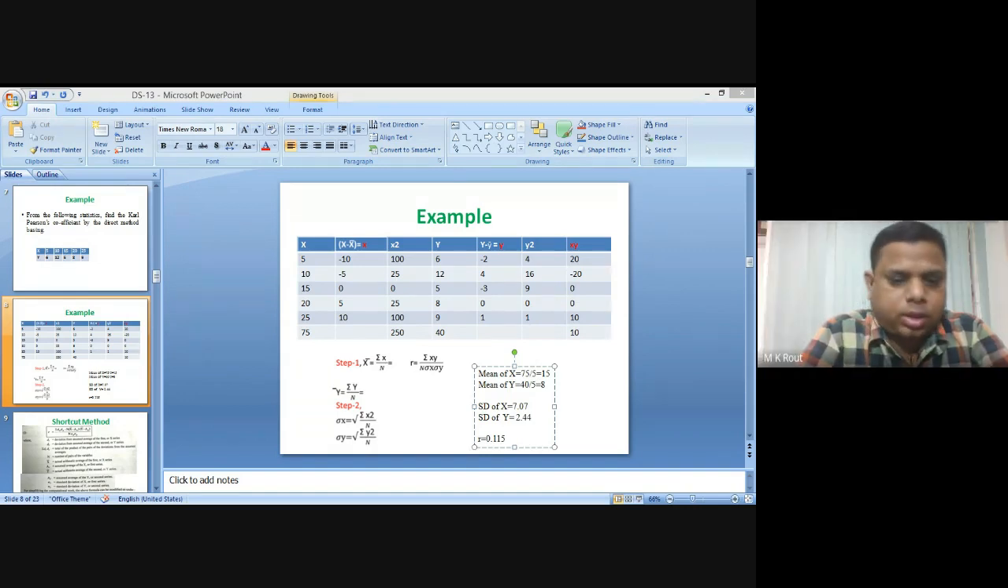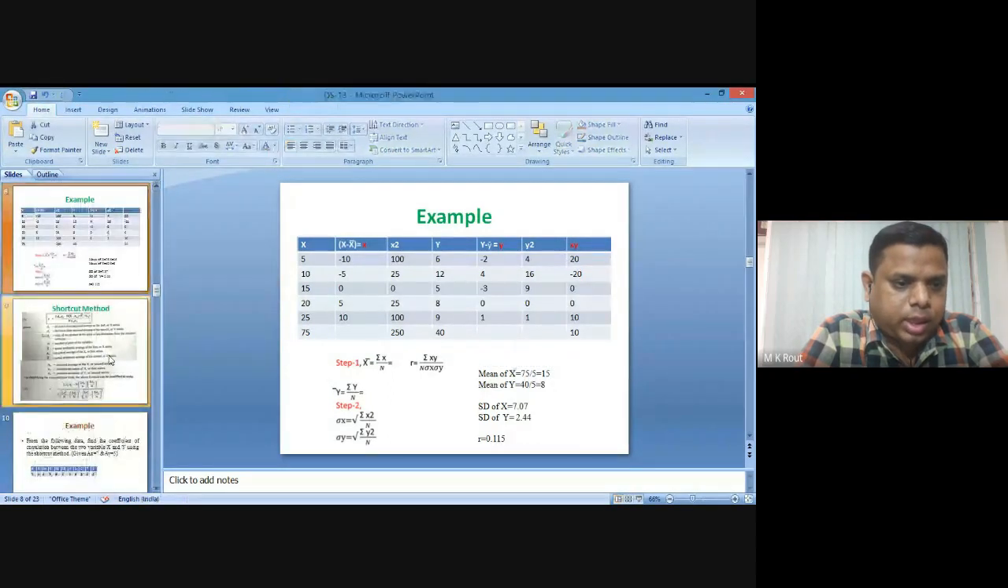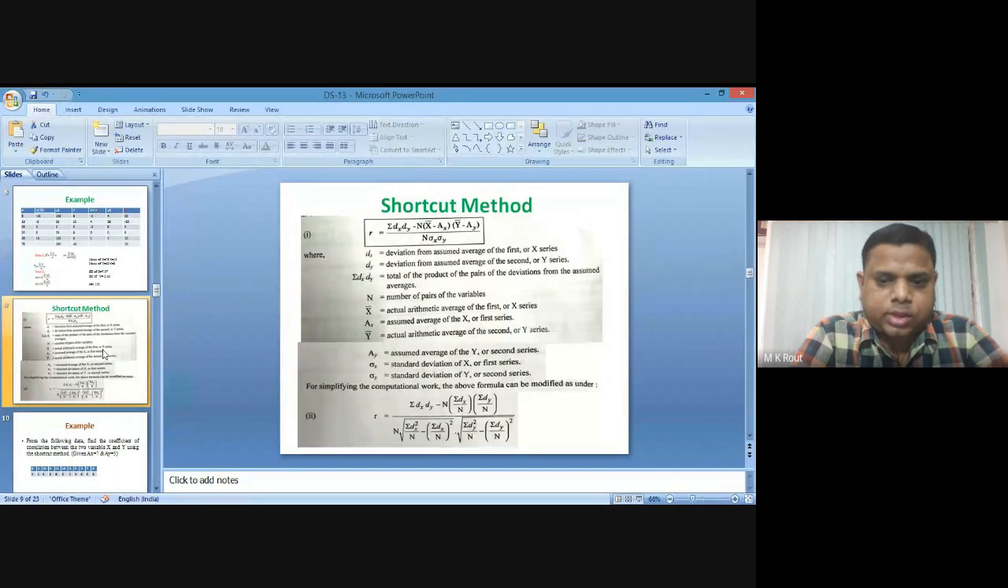Okay, shall I move to next method? Yes, sir. The next method is the shortcut method. Just note down the heading, and after that you have to write down the notation as well as the formulas. In case of shortcut method, we have two formulas. The second one is the modified version of the first one. You need to focus on the first one only. In case of Karl Pearson coefficient, by use of shortcut method, r equals to summation of dx into dy minus n into (x bar minus ax) into (y bar minus ay) whole divided by n into standard deviation of x and standard deviation of y.